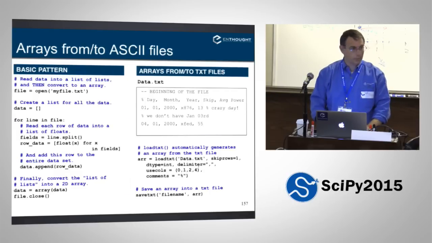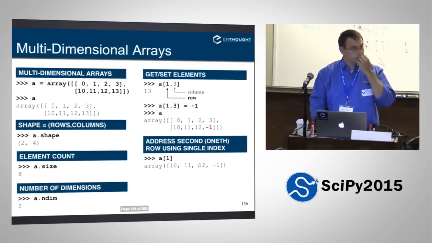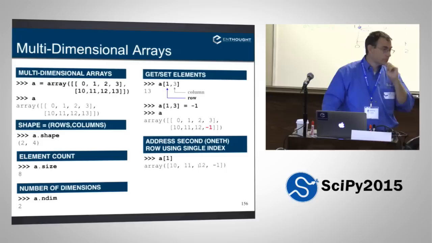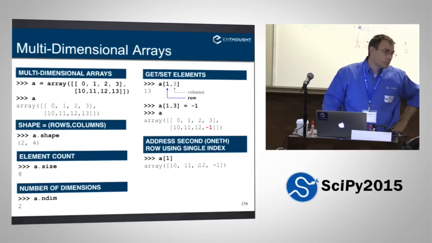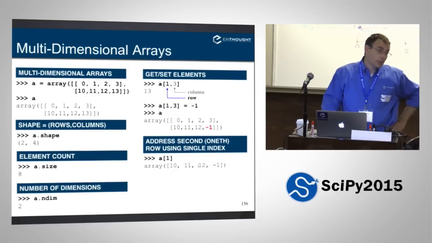Not quite like that, but almost. When you index like that and it brings back a row, is it making a copy or is it just referencing what's in memory here? It's going to be a reference.